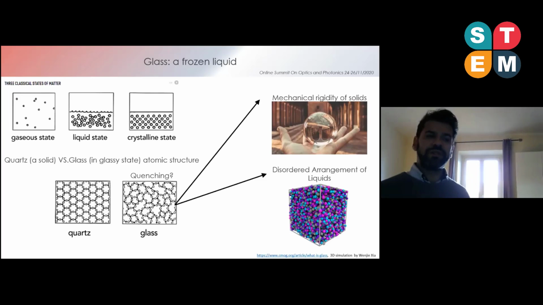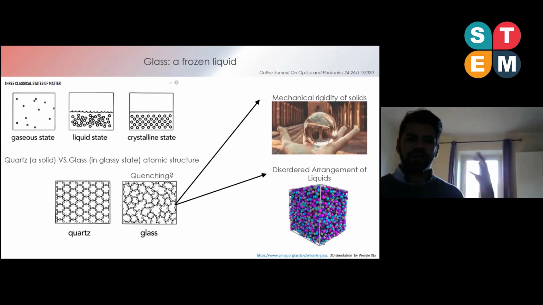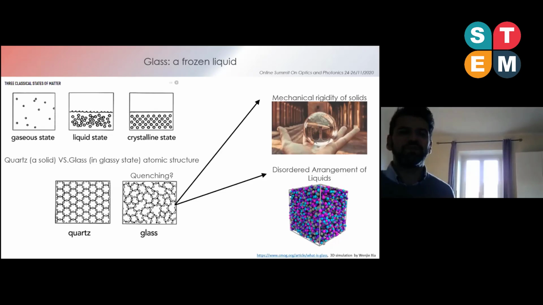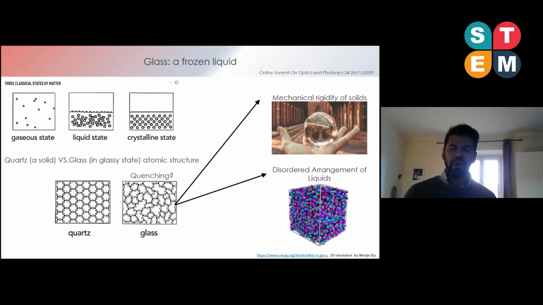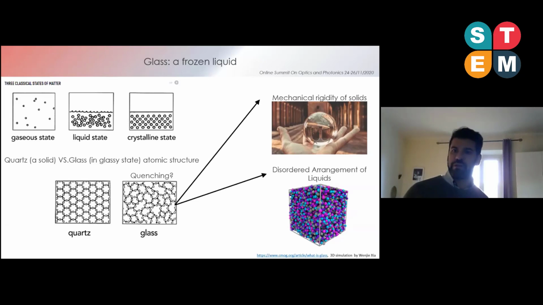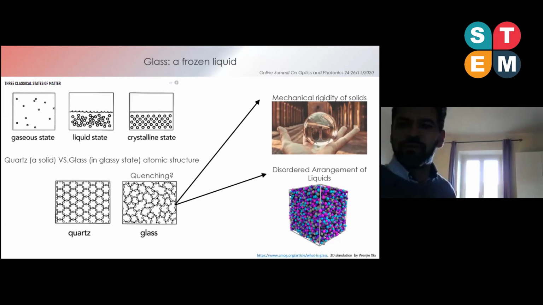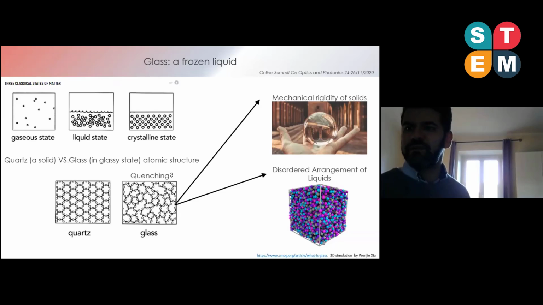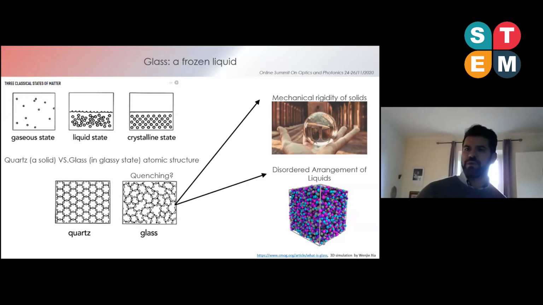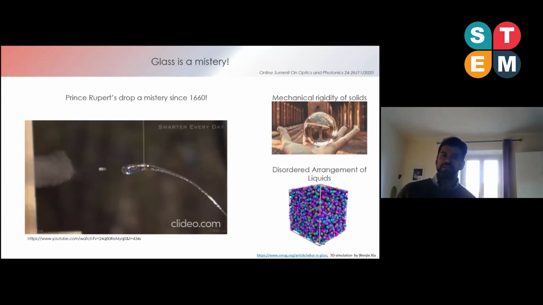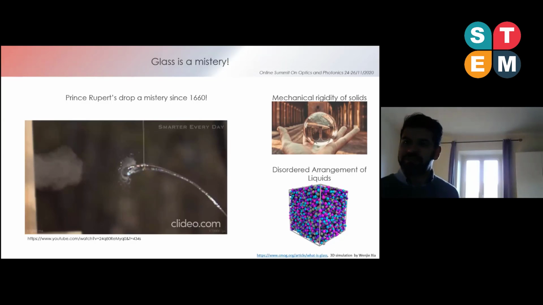We all know the fundamental states of matter: gaseous state, liquid state, and crystalline state. The glass state is something in between the liquid state and the crystalline state. This is due to quenching. You take a liquid and drop the temperature very rapidly, and the atoms are frozen in a disordered configuration. So you have, at the same time, the mechanical rigidity of solids and the disordered arrangement of liquids at the microscopic level.